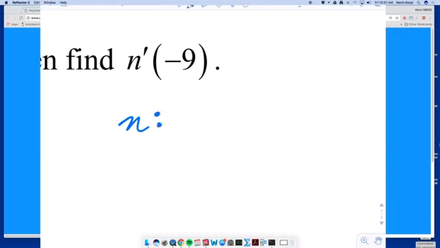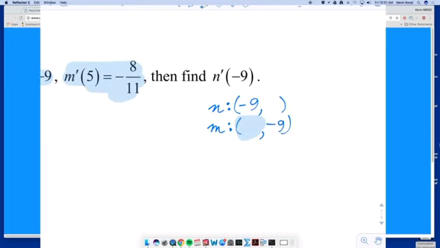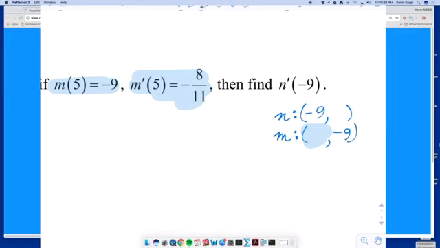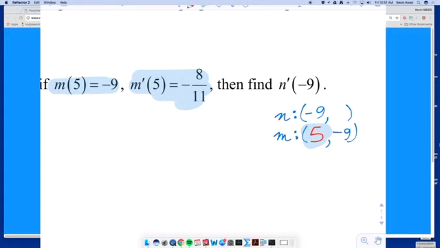That means on function n, negative 9 is an input, yes? And it's going to have some unknown output, which means on the inverse of n, which we just said was m, negative 9 is the output, and we need to find the input, right? So I was only given information about m. So notice, if you look at the first piece given, m of 5 equals negative 9, that means negative 9 is the output, and the input I'm looking for is handed to me right there. I just got to know what I'm looking for. It's 5. So for what it's worth, the y value then on the inverse is 5.